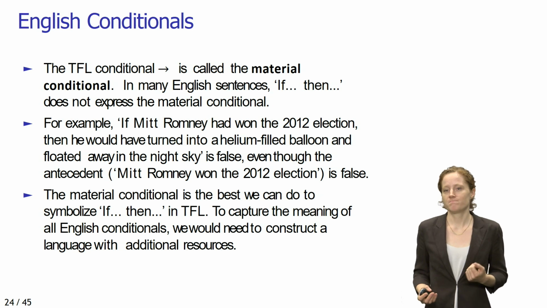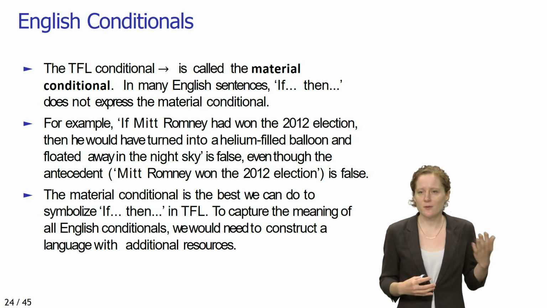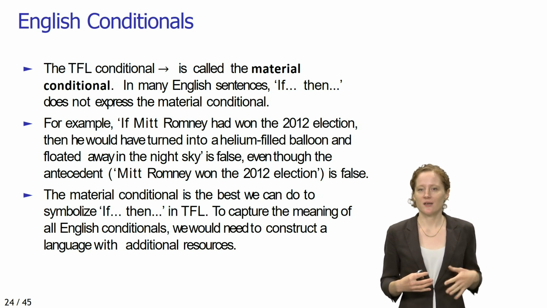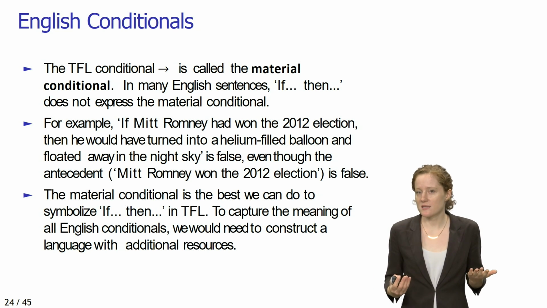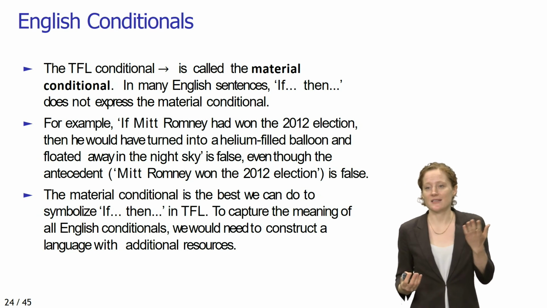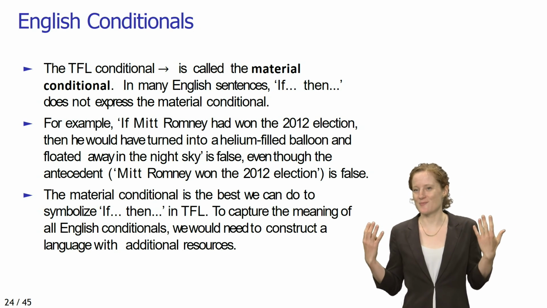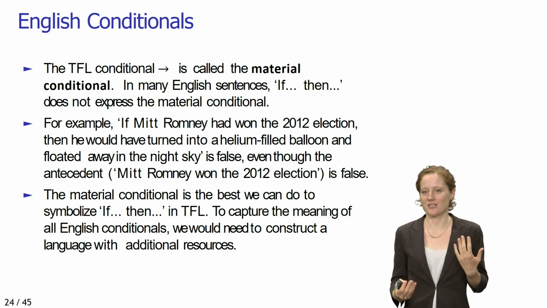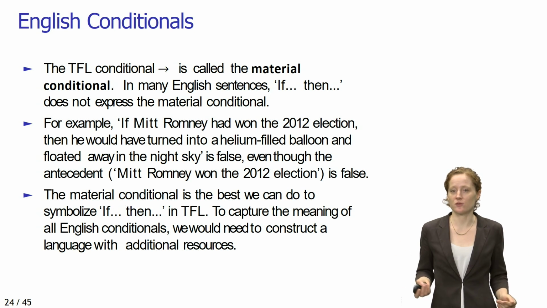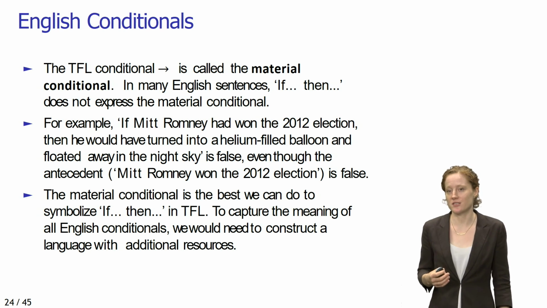So here's an example. If Mitt Romney had won the 2012 election, then he would have turned into a helium-filled balloon and floated away in the night sky. This sentence is false. And it is false even though the antecedent is also false. Mitt Romney did not win the 2012 election. So if this whole sentence expressed the material conditional, and given the truth conditions that we have defined for the material conditional, then this sentence should be true, but it is not. And so that means that it does not express the material conditional.